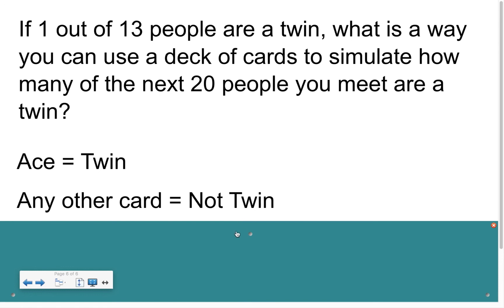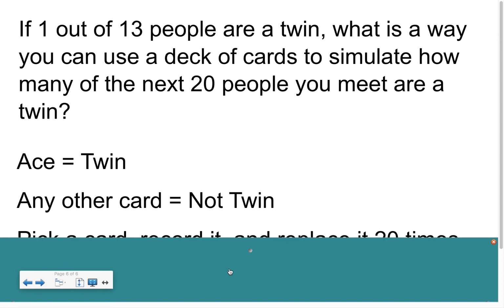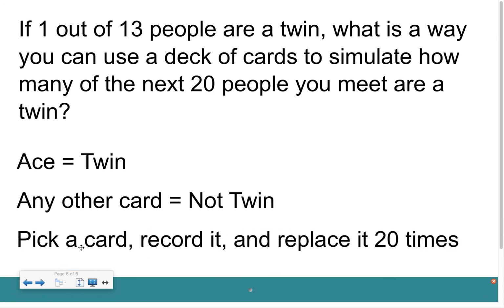Now, if we want to know out of 20 people, how many times are we going to have to pick a card? 20 times, right? Pick a card, record what it is, and then replace it 20 times. We have to replace it to keep the probabilities the same every single time.